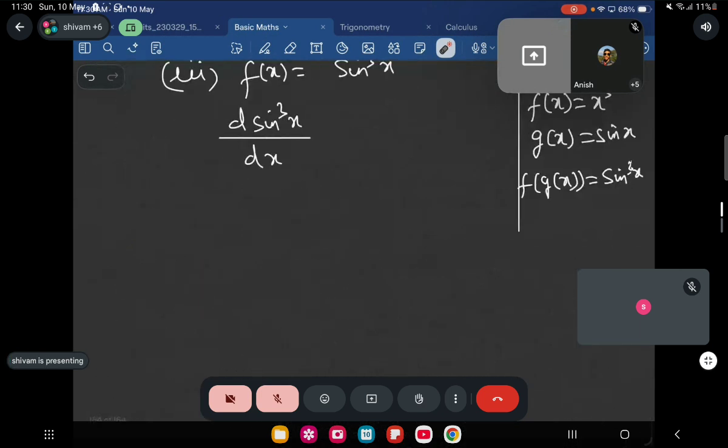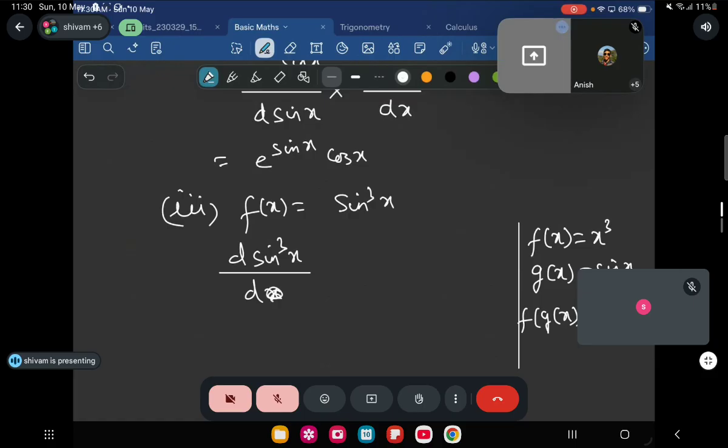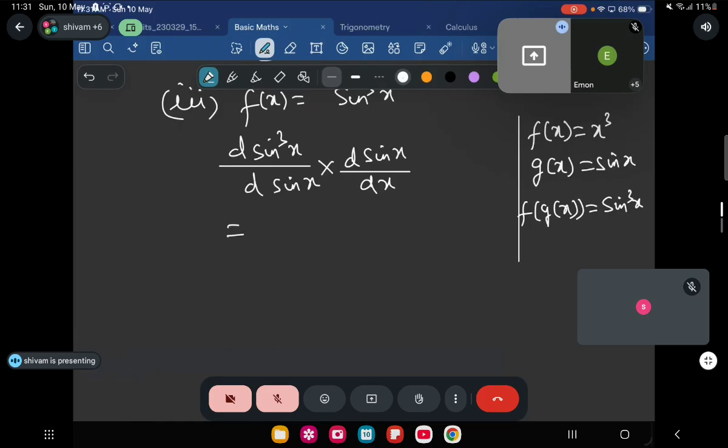So what do we get? d sin cube x divided by d sin x, multiplied by d sin x divided by dx, now you differentiate sin x with respect to x. Tell me, is it clear or not? Now see, sin x is a standard function. You have to convert it into a standard function, right? Tell me, Samriddhi, is it clear? Ridhiman? Those who are online, Adrish, Anish, Krishita, Imon. Yes, sir. Adrish, is it clear now?